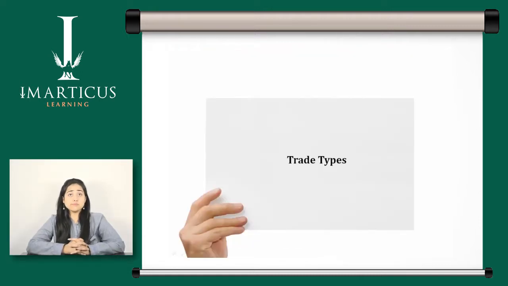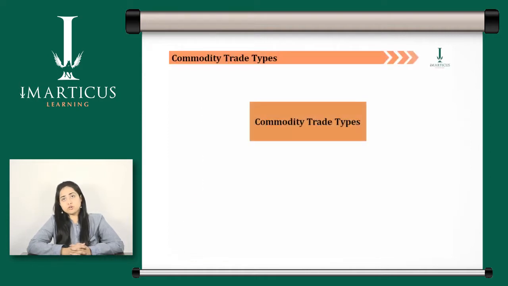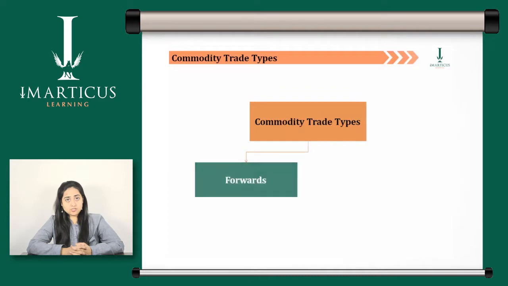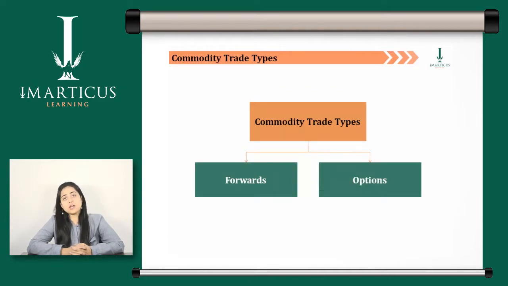Moving on to the types of commodity trades. There are two types of commodity trades. First is forwards and second is options. Let us take a closer look at each of these types.